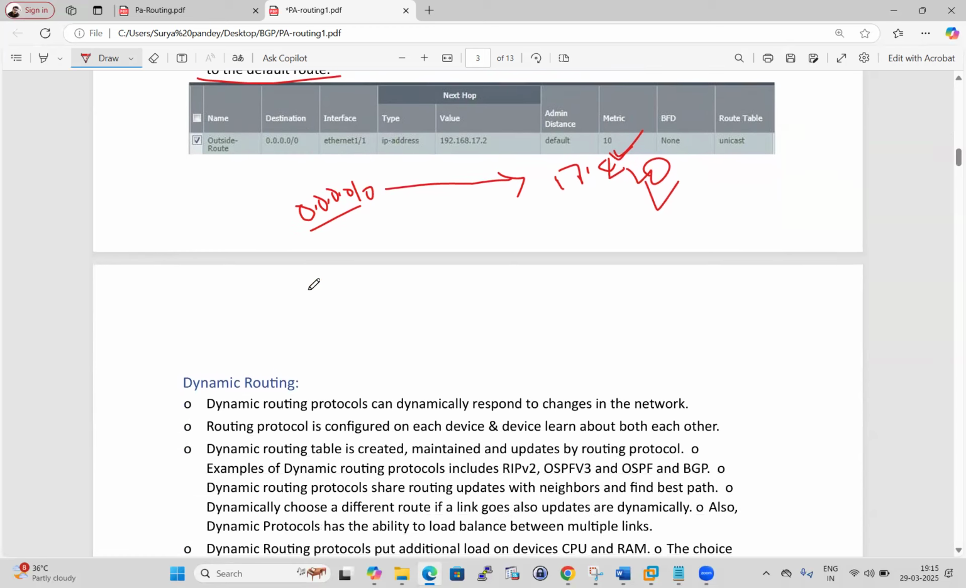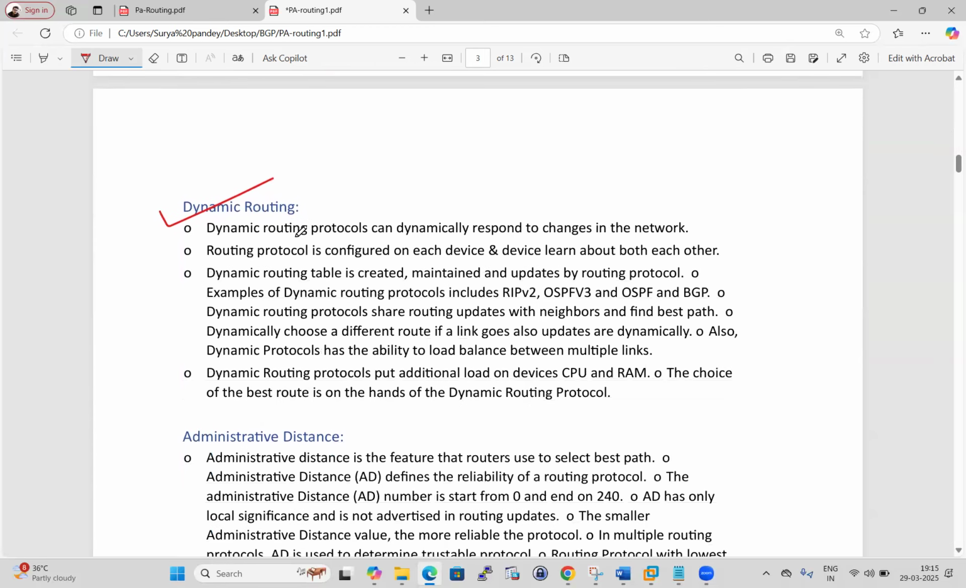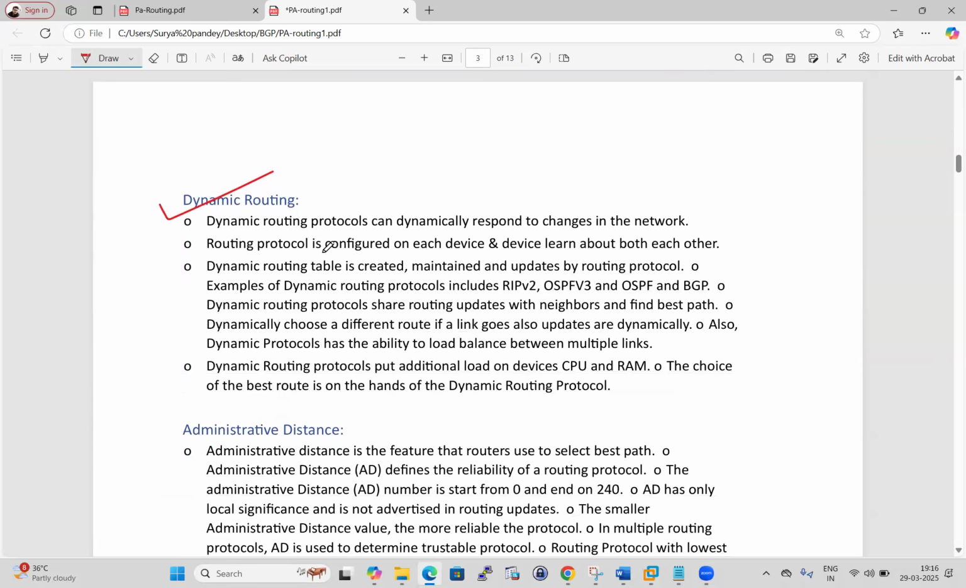Then we have dynamic routing, guys. I hope I mentioned earlier, so everybody is aware, that we have OSPF, BGP, RIP, EIGRP, all of them part of dynamic routing. I'm not going to cover each and every one, because this session is just an overview of Palo Alto routing, and maybe in an upcoming session we'll try to implement some things related to BGP and OSPF.